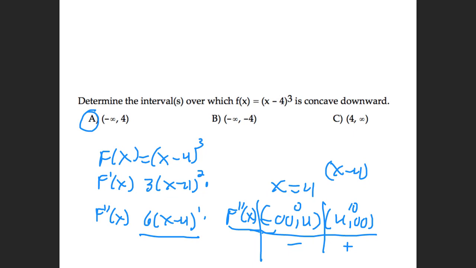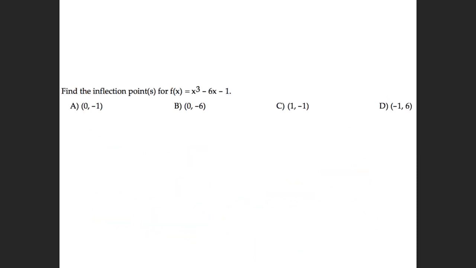Okay, so realistically, this is very similar to last week's assignment. Last week was the first derivative test, which gives us where it is increasing, decreasing, and the maxes and mins. The second derivative test gives us where it's concave up or concave down and the inflection points of the graph. All right. Find the inflection points for f of x equals x to the third minus 6x minus 1. I'm going to leave this one up to you. See what you get there.